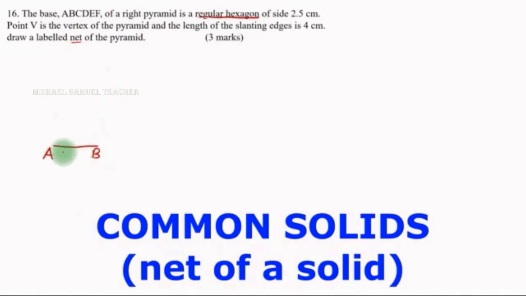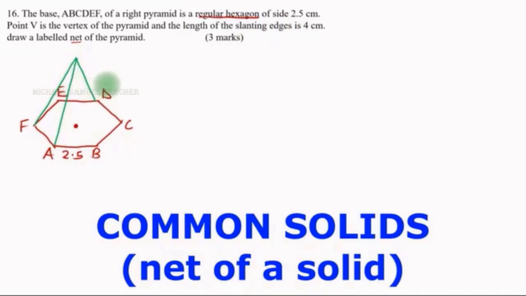We have AB, it is 2.5 centimeters. So A, B, C, D, E, F. So that is it. Then we've been given that the slant edge is 4 centimeters. So these are meeting at this particular point. So this edge is 4 centimeters. The slant edges, they are 4 centimeters. So from there now we can draw the net of the pyramid.